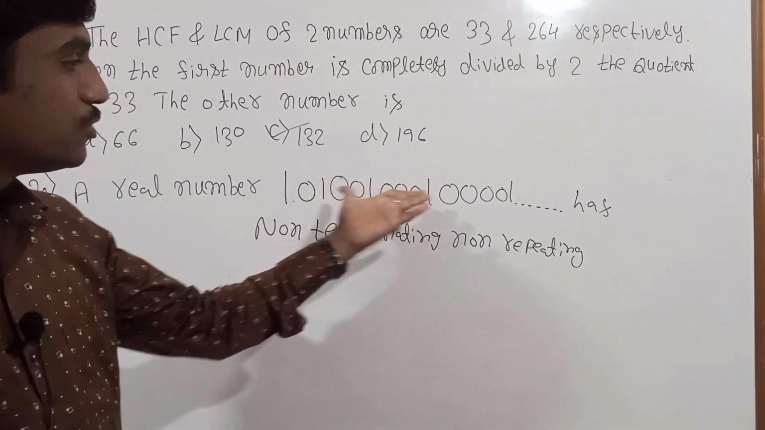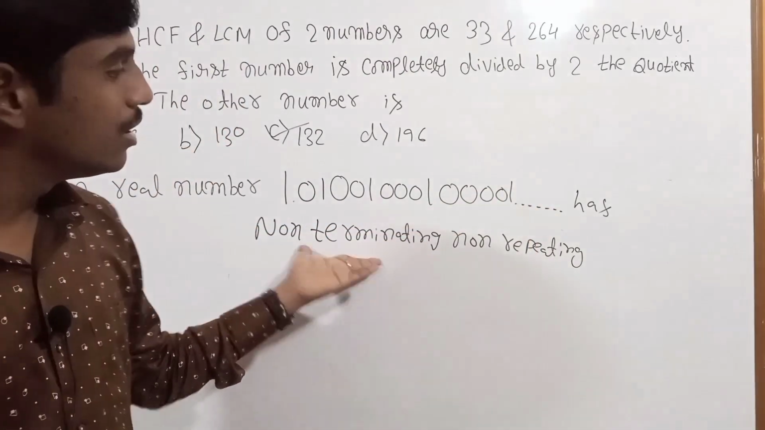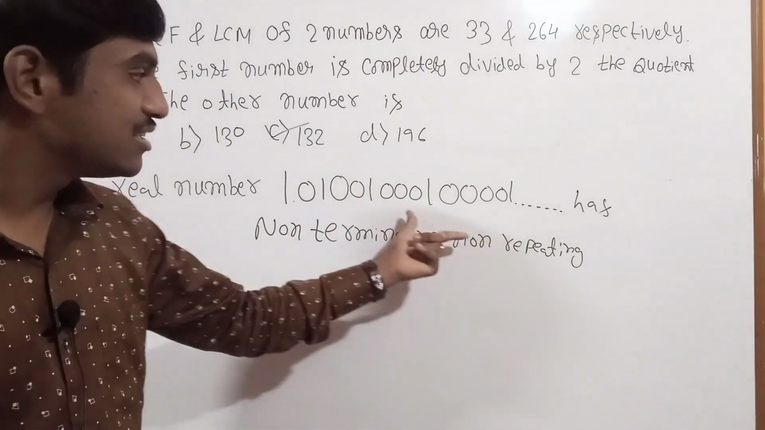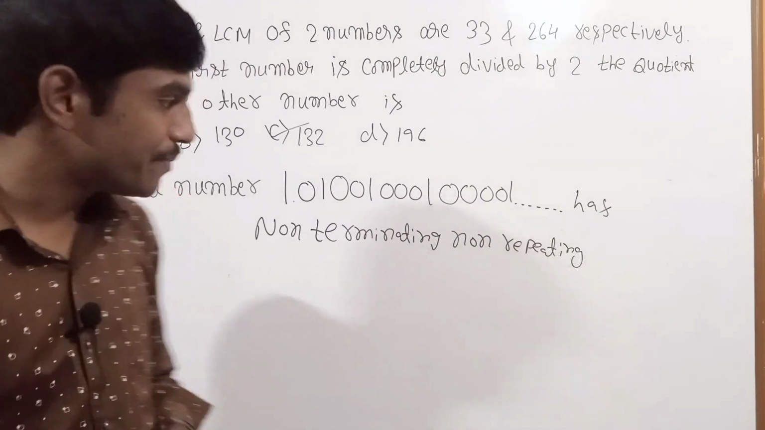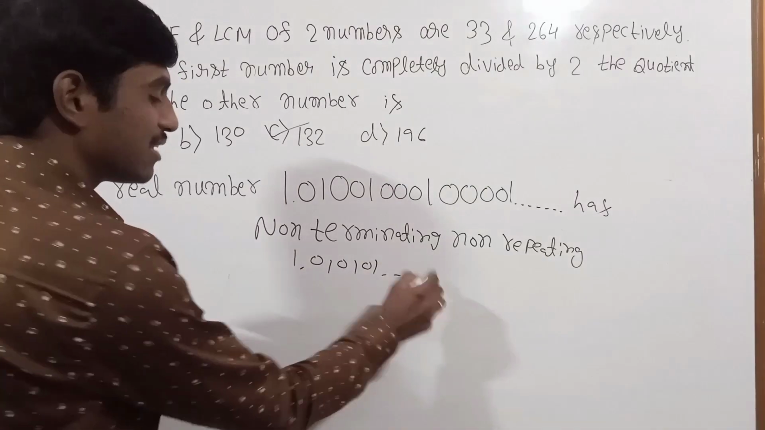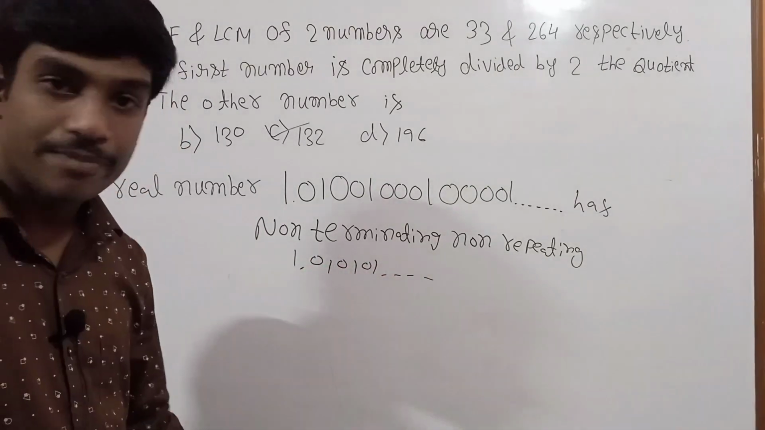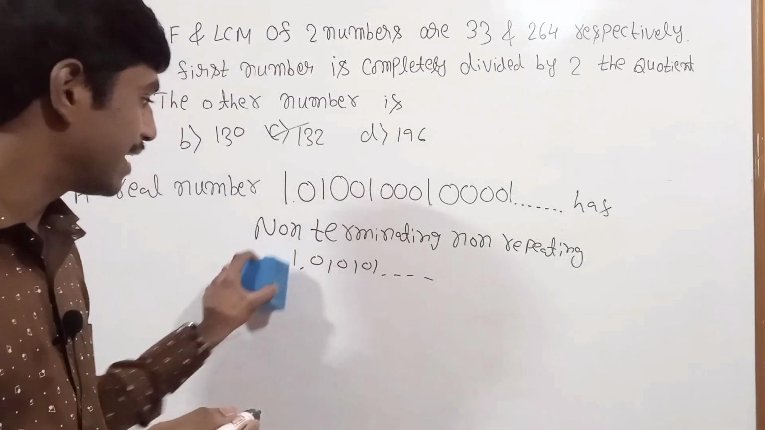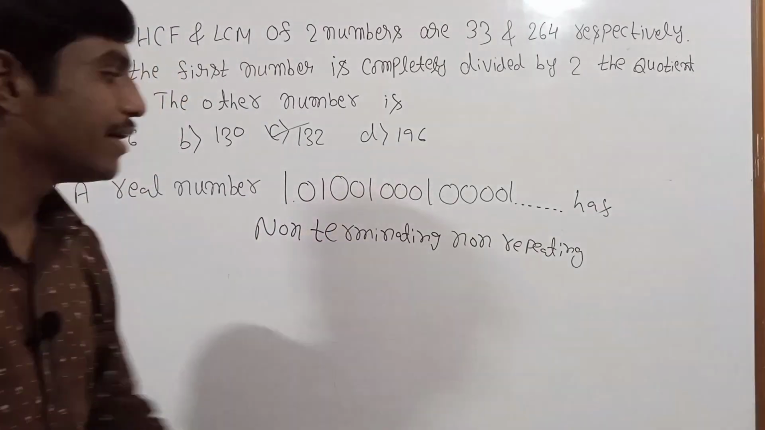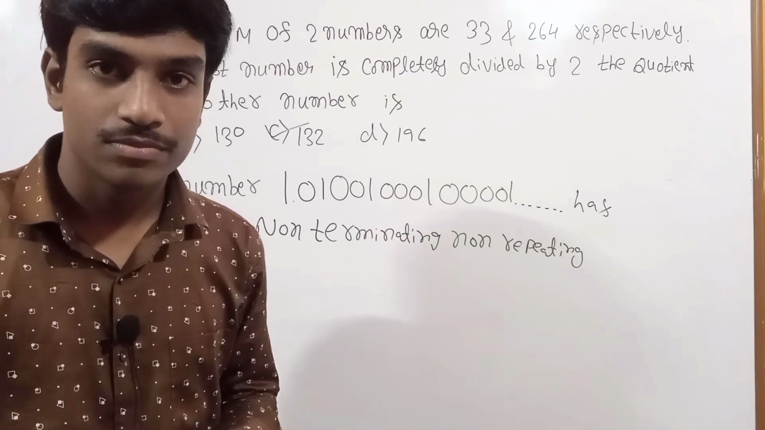So when they give a question like that, you just identify when you see dot dot dot, that means it is a non-terminating number. And here none of the digits are repeating. If there is any digit repeating, like 1.010101, something like this, then we can say that it is non-terminating repeating, because here 0101 is repeating, whereas here it is not repeating like that. So it is an example for non-terminating, non-repeating decimal expansion.